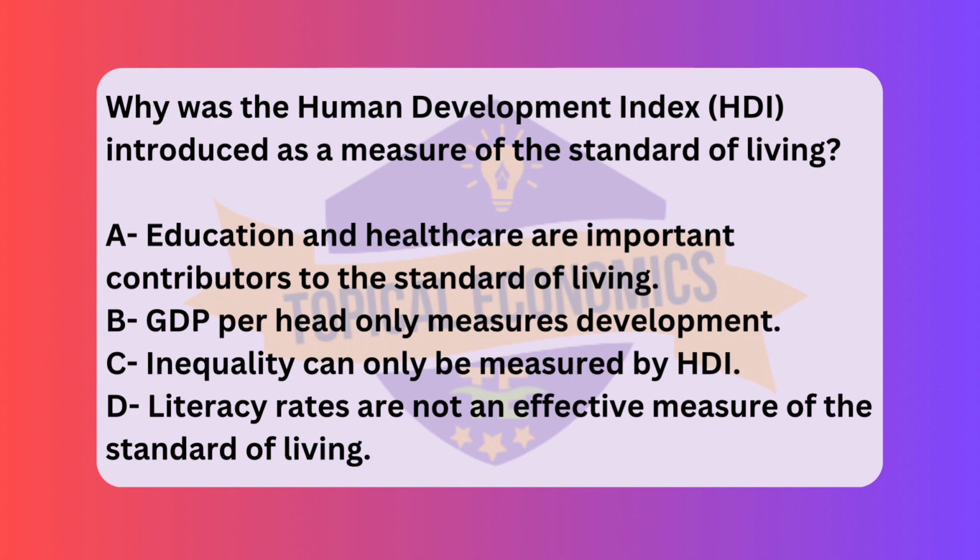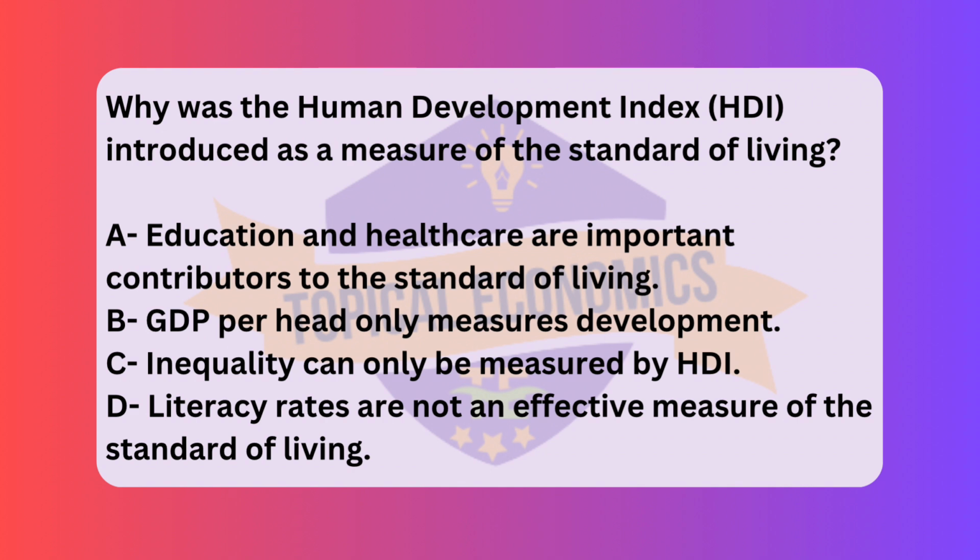The HDI was specifically designed to include education and healthcare alongside income, acknowledging that these factors play a crucial role in improving people's lives. By including life expectancy and education levels, the HDI recognizes that development is about more than just economic growth, it's about improving people's health, education, and overall well-being.